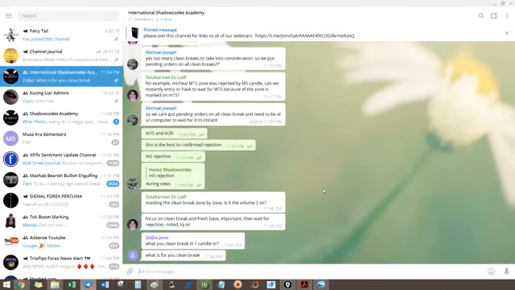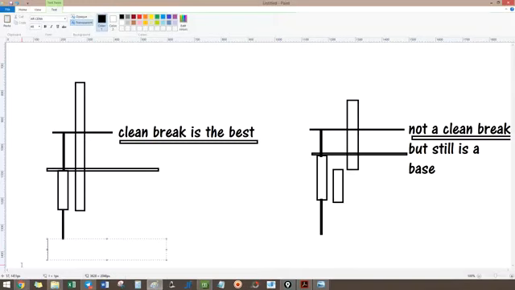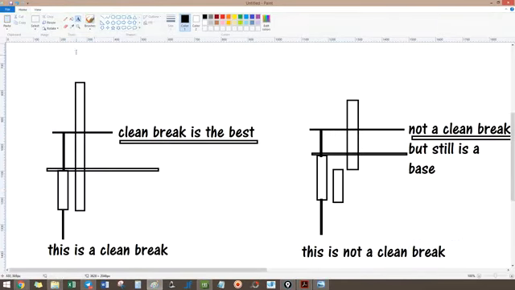Okay. What is a clean break for you? Oh, this is a clean break. This is a clean break. This is a clean break. This is not a clean break. This is not a clean break. A clean break. Okay, let me make it more colorful.